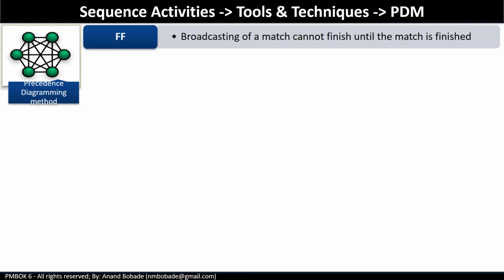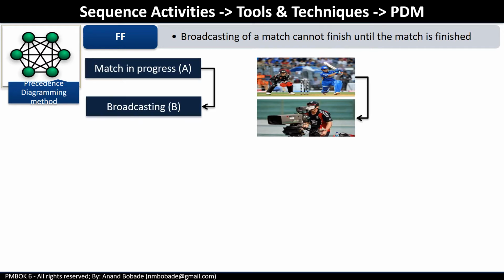Finish to finish. Another common type of logical relationship where a successor activity cannot finish until the predecessor activity has finished. For example, broadcasting of a match cannot finish until the match is finished. Any extension of a match will result in extension to broadcasting.